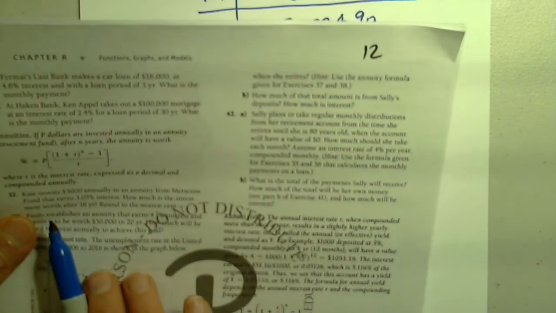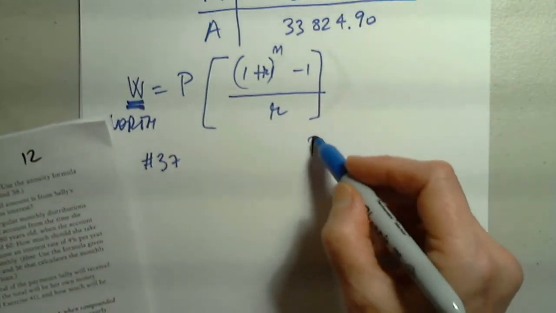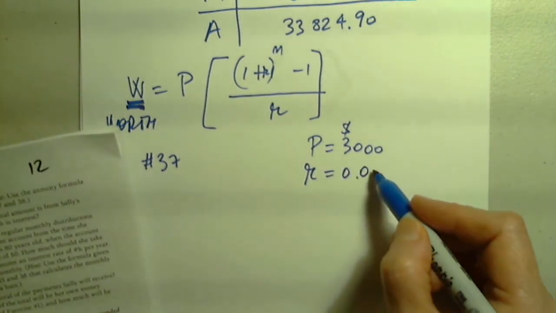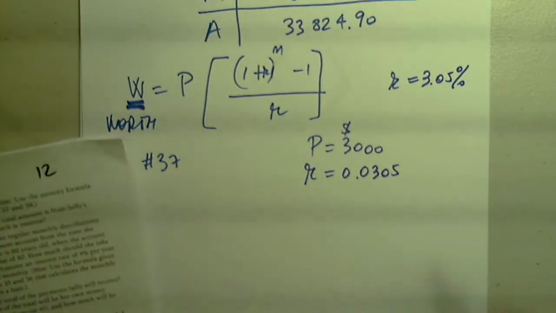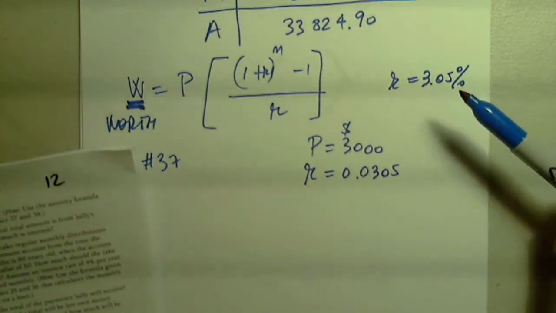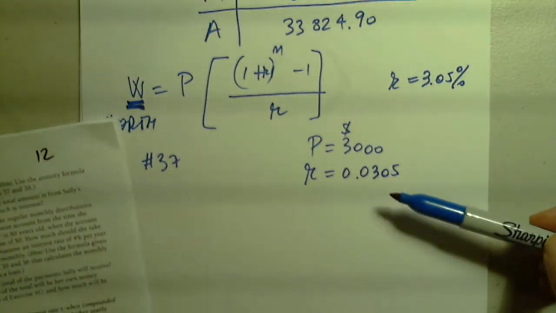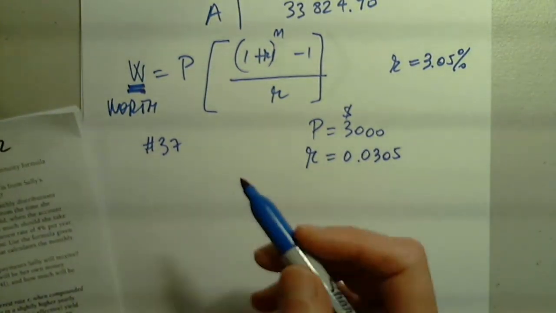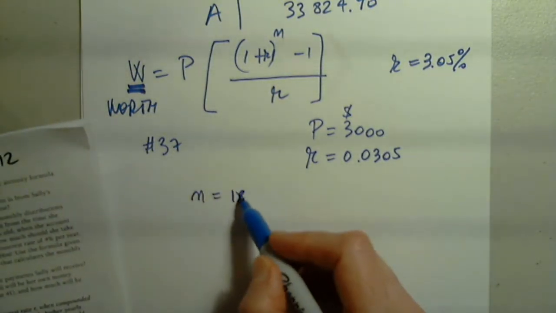Let's take a look at one example here. Kate invests $3,000 annually in an annuity, and it earns 3.05% interest. So obviously the principal is 3,000, and the interest rate is 0.0305. So r equals 3.05%. Is everyone familiar with changing percent into decimal numbers? Yes, ma'am. Okay, very good. Let me know if you have any questions. How much is the investment worth after 18 years? So obviously we are given that n equals 18.